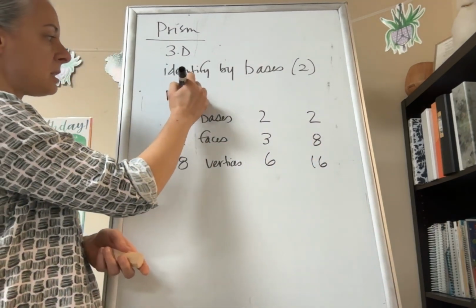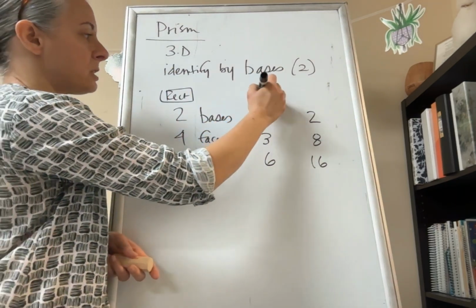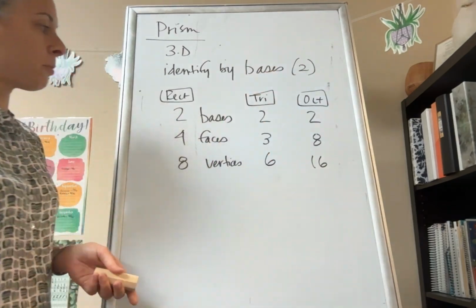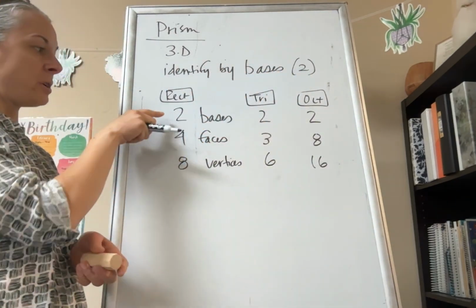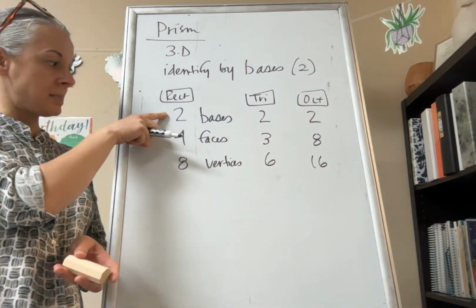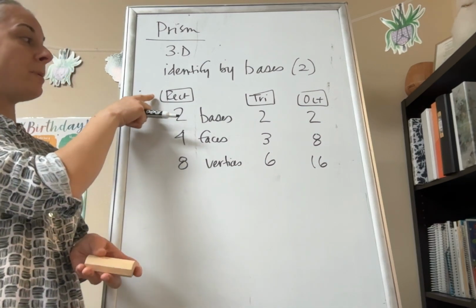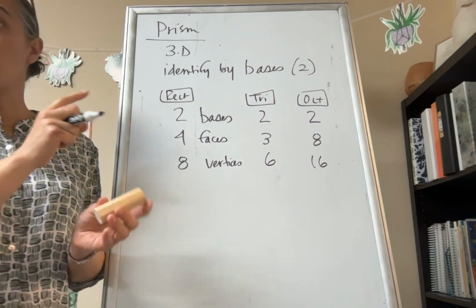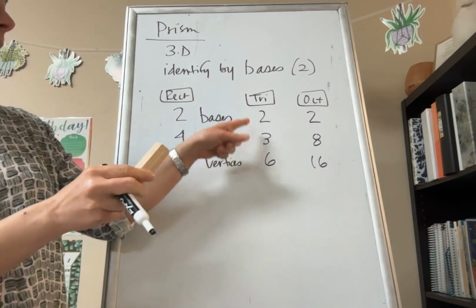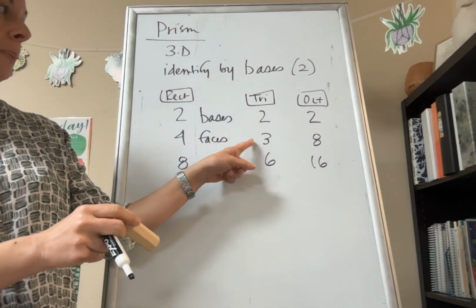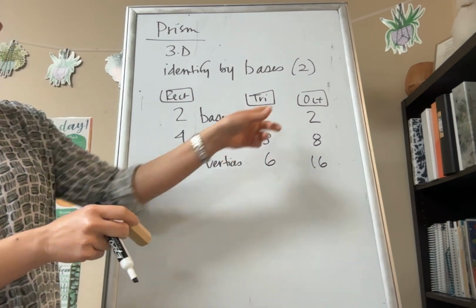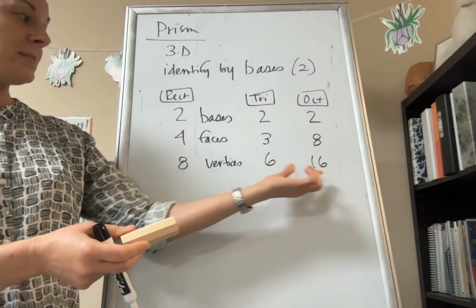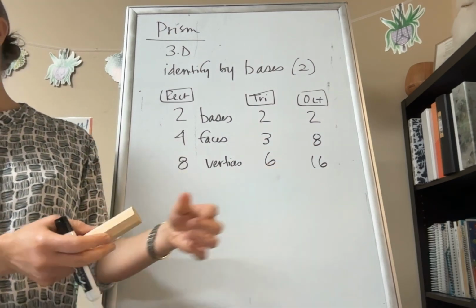So if we have a rectangular prism, this is a triangular prism, and this is an octagonal prism. No matter the shape of the prism, there's always only 2 bases. But however many sides that base has, that's how many faces the prism will have. So a triangle has 3 sides, so there's 3 faces, right? An octagon has 8 sides, so there's 8 faces. And then you double the faces, and that's how many vertices you have.